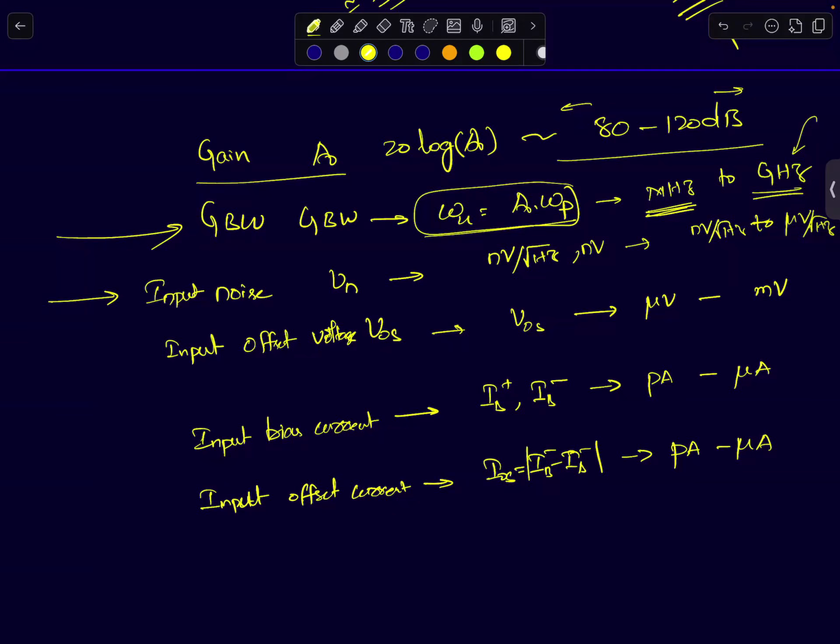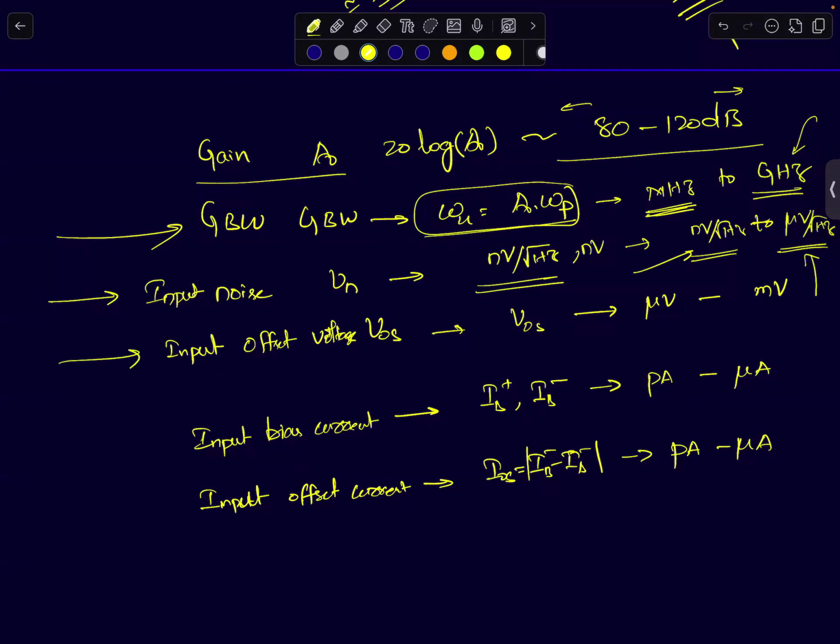And noise, usually we mention it as a noise floor. The units will be in nanovolts per root hertz, and the units of the noise can vary from a few nanovolts per root hertz to microvolts per root hertz. So microvolts per root hertz means very bad noise, very bad op-amp. The op-amp is very noisy. And if performance is a very important factor for you, you'll have to pick an op-amp with very low noise, which will be in the order of a few nanovolts, 0.1 nanovolt or 0.2 nanovolt per root hertz. These are very low noise numbers.